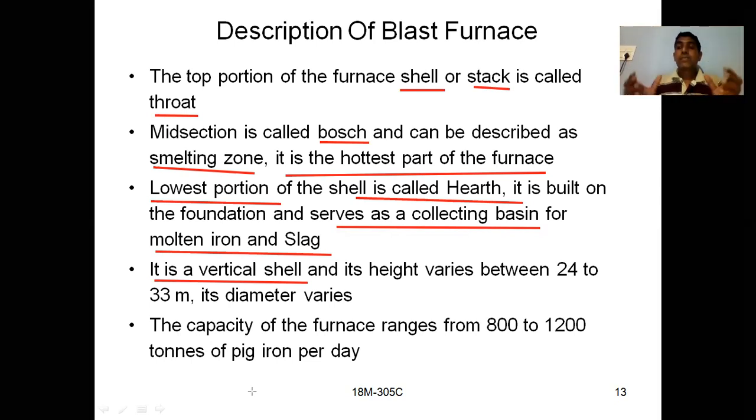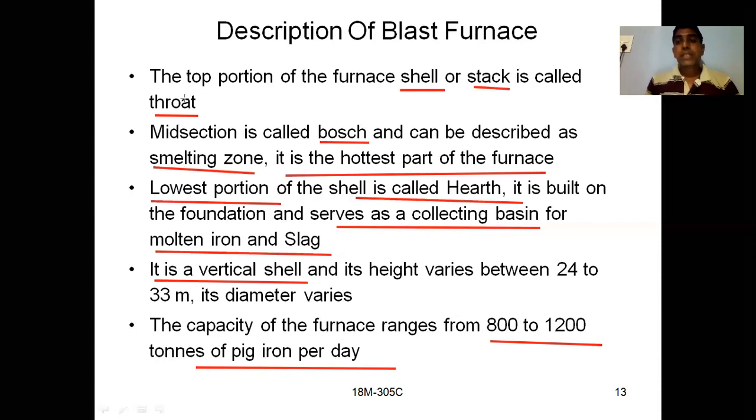The diameter of the shell varies from top to bottom, and the height generally varies from 24 meters to 33 meters. The capacity of the furnace is generally 800 to 1200 tons of pig iron per day. That means we can produce 800 to 1200 tons of pig iron daily using this blast furnace.